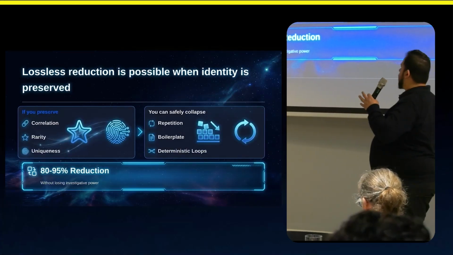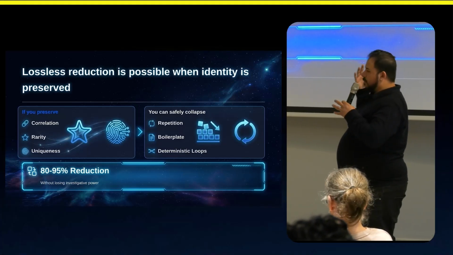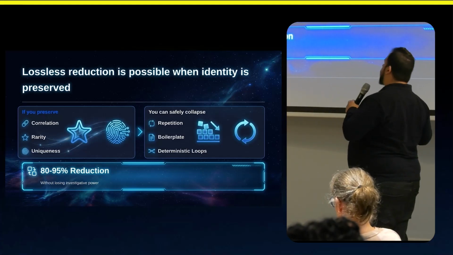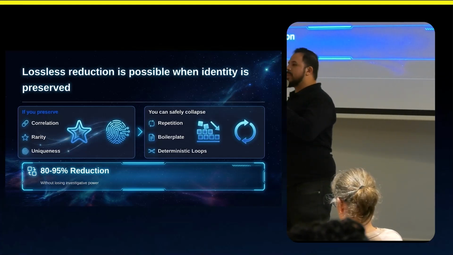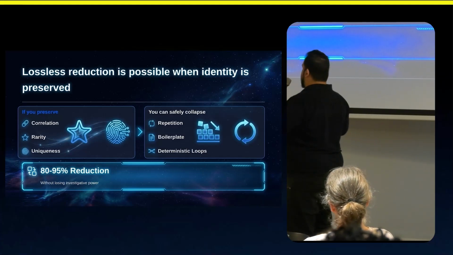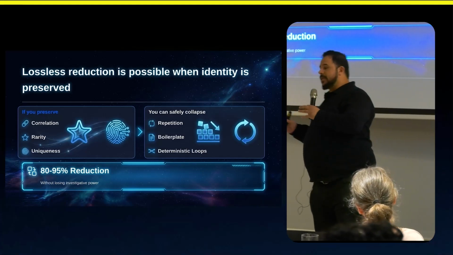So the only way to preserve behavior is when we're doing a lossless reduction. And the way for us to do it is if we preserve three things. First of all, correlation. Second of all, rarity. And third of all, uniqueness.